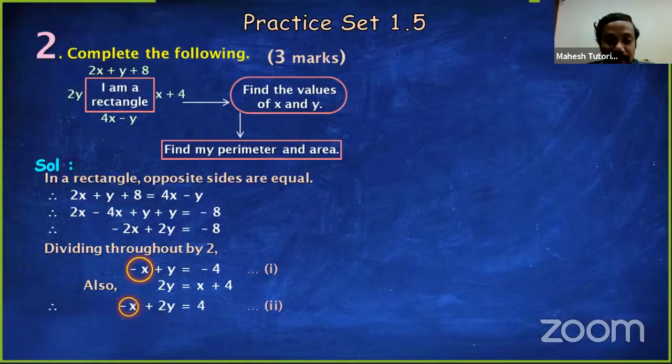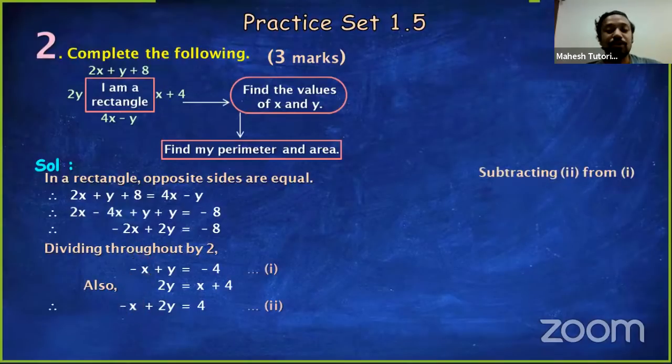So in that case, students, if you pay attention to their sign, can you tell me, in equation 1, what is the sign of x? Minus. In equation 2, what is the sign of x? Minus. So minus, minus, same sign or different sign? Same sign. So if the sign is the same, addition or subtraction? Subtraction. So in the next step, we are going to subtract equation number 2 from equation 1.